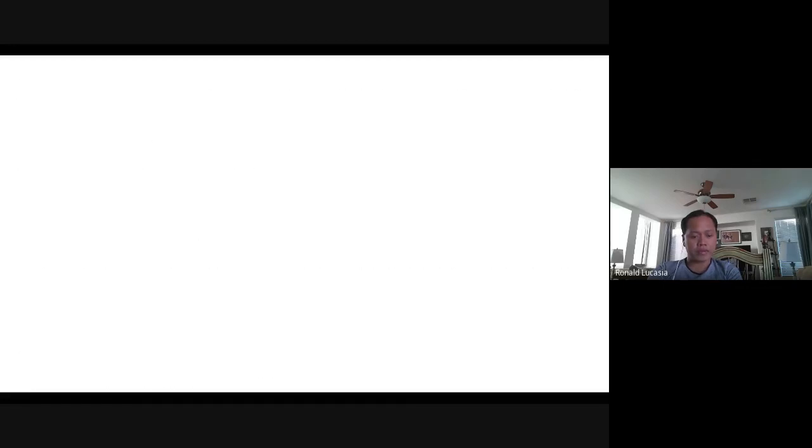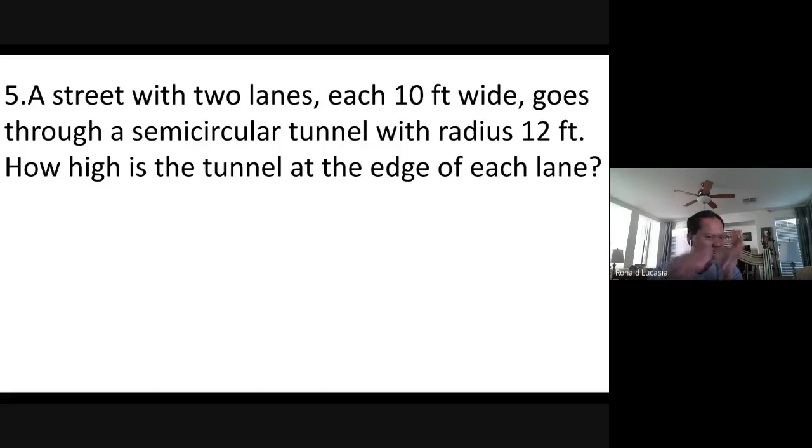Last one pala ito. Sige, I'll give you 2 minutes just to visualize the problem and to tell me what to do about this. A street with 2 lanes, each 10 feet wide, goes through a semicircular tunnel with radius 12 feet. How high is the tunnel at the edge of each lane?